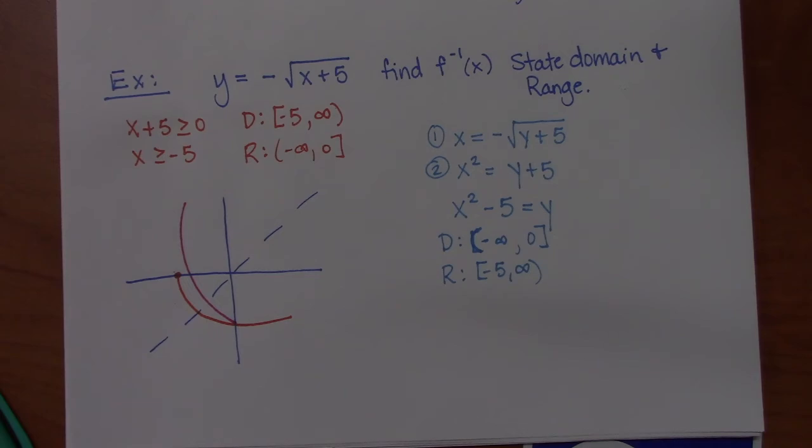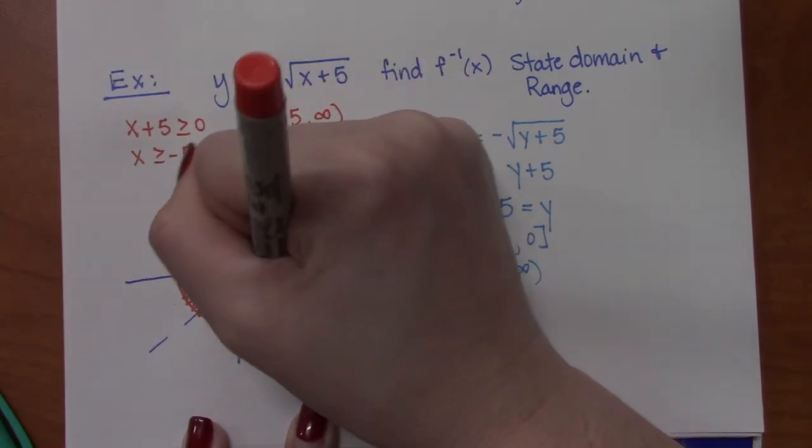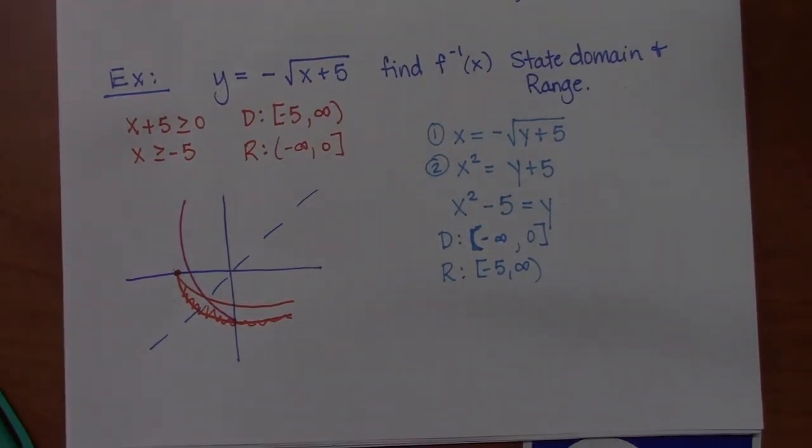So let's see what it looks like if I graph it in Desmos. All right, so let's see if we do the negative. Negative square root of x plus 5, and then we'll graph x squared minus 5. Oh, okay, I see what I did. This should do this. It should cut up, but here you go. I'm going to show you on the screen.